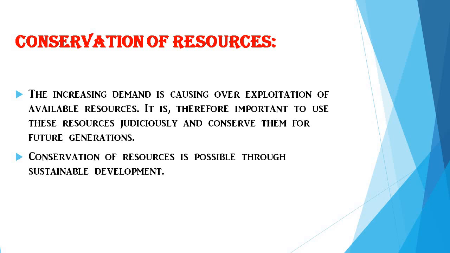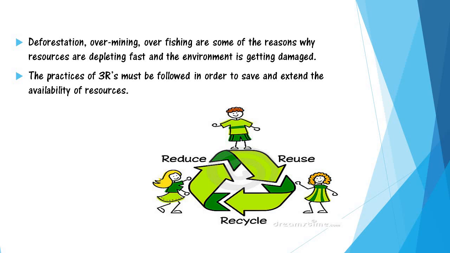Now what is this sustainable development? We shall discuss sustainable development. Before that, deforestation, overmining, overfishing are some of the reasons why resources are depleting fast and the environment is getting damaged. The practices of 3 R's must be followed in order to save and extend the availability of the resources. So basically, what is the reason behind the depletion of resources so fast? Some reasons can be deforestation, overmining, overfishing, and many more things.